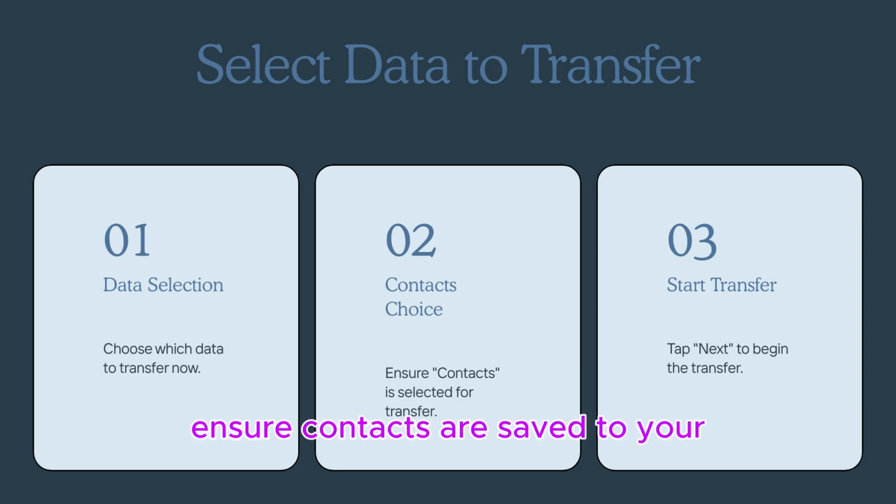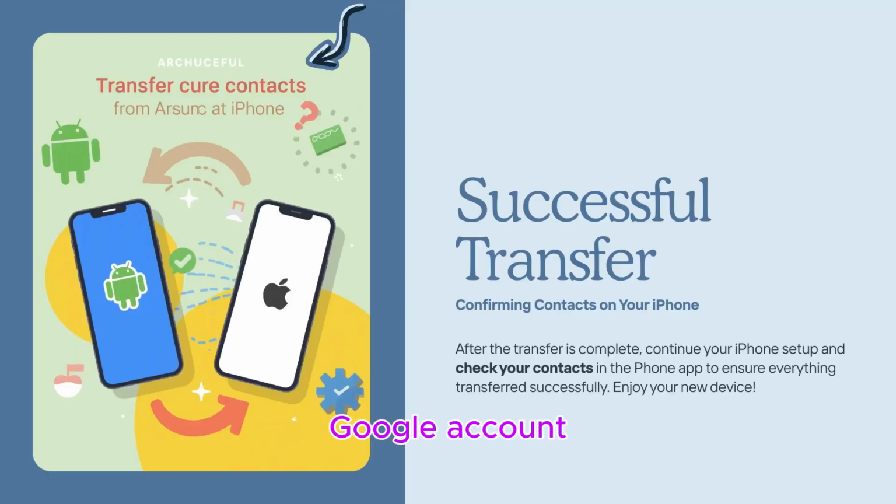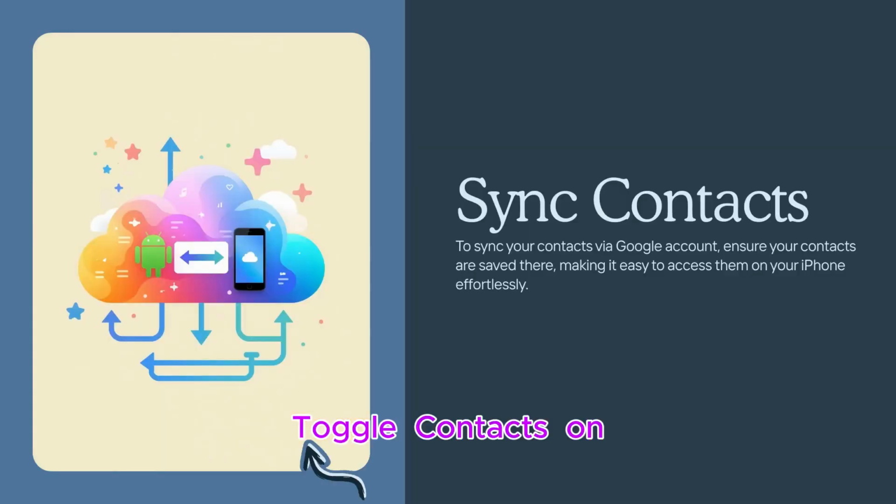On your Android, ensure contacts are saved to your Google account. On your iPhone, go to Settings, then Mail, then Accounts, and add your Google account. Toggle contacts on. They will sync automatically.